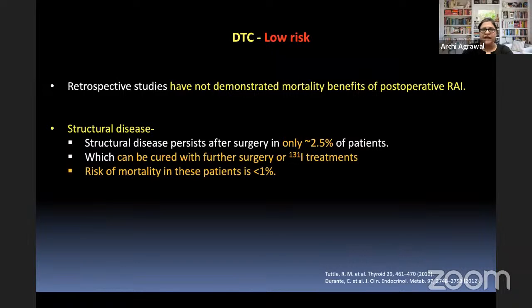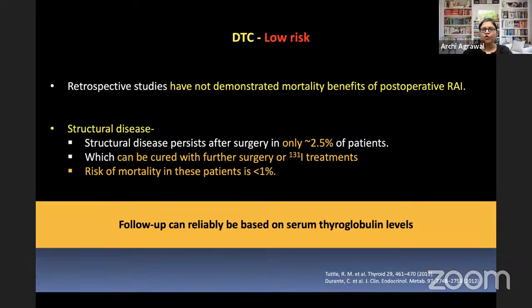So what is the evidence that we have now? Retrospective studies have not demonstrated any mortality benefits of post-operative RAI. And if we look at structural disease, the structural disease persists after surgery in only 2.5% of the patients. Because the number of patients is so small, and the structural disease, if at all it occurs, will occur very late. Whenever it occurs, it can be treated with further surgeries or I-131 treatment, and the risk of mortality in these patients is less than 1%. So follow-up can just be based on serum thyroglobulin levels.